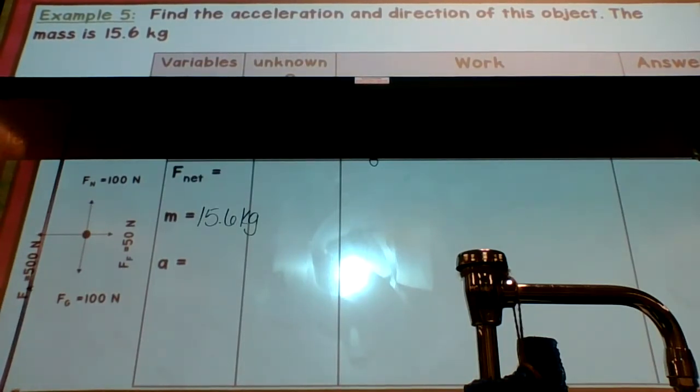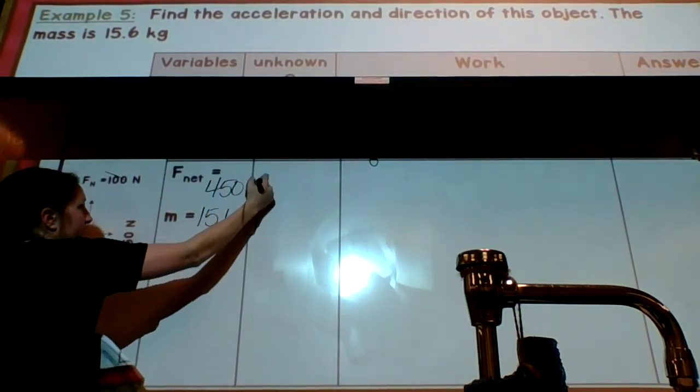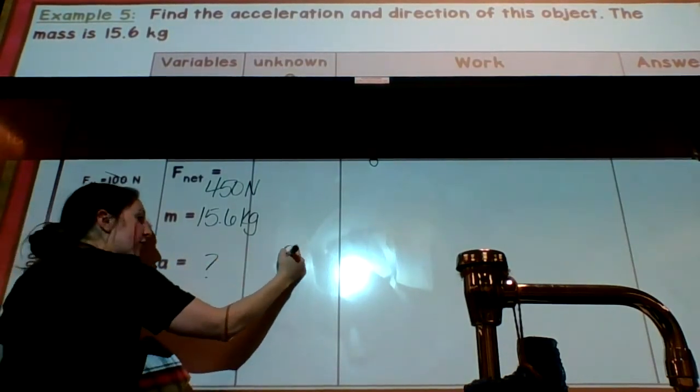Okay, looking at this free body diagram, somebody tell me my net force. It is 450. That's correct. So these 100s will cancel out. I have to do 500 minus 50. So my net force is 450 newtons. Before we do any calculations, let's talk about direction. Which direction, you can tell from this free body diagram, is this thing moving? Left, right? Because this 500 is going to overpower the 50, right? So this whole thing is going to be moving left. So we already figured out direction. Great job.